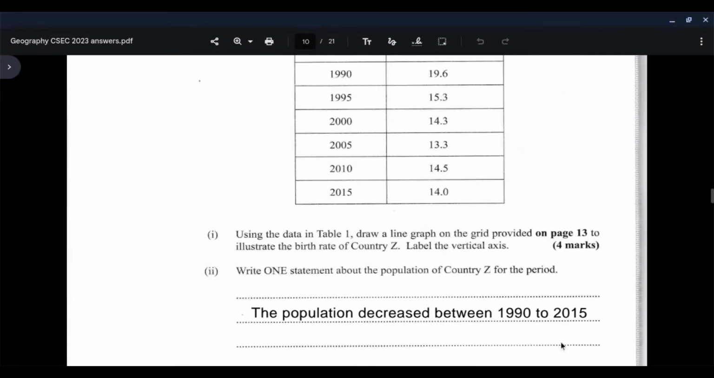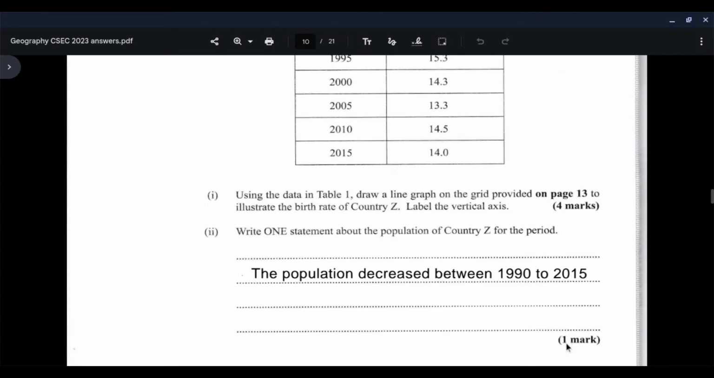Part 2 of the question asks that you write one statement about the population of country Z for the period explained. One thing about country Z is that the population decreased between 1990 and 2015. Some students like to write that the population fluctuates, but in this case it only fluctuates once, where you had a slight increase, but mostly the population decreased. So you can just write that the population decreased between 1990 and 2015, and your answer is okay, and that is 1 mark.